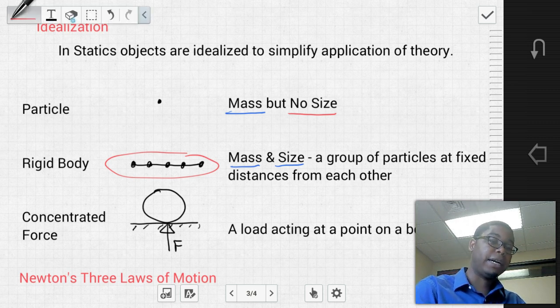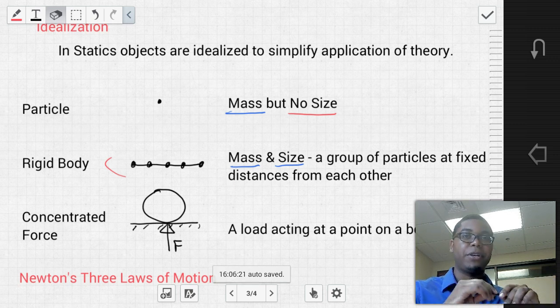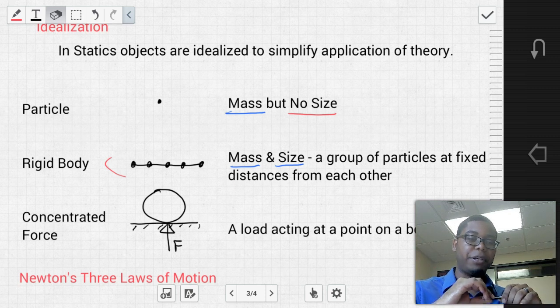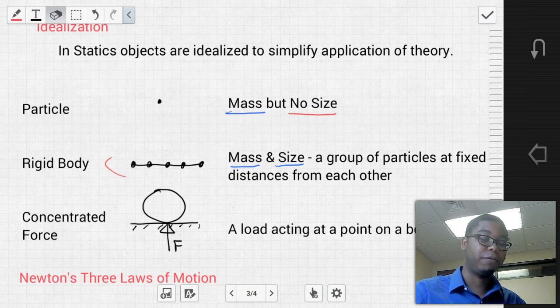Another example of an idealization is a concentrated force. This is a good example in terms of something like railroad ties. Say you have a train and the train's wheels are on the train track. We have a wheel in contact with this flat surface, which is a train track. We can take the load or the weight of the train and idealize it as a concentrated force at the point where the wheel comes into contact with the railroad. A concentrated force is a load acting at a point on a body. All of these idealizations allow us to more easily apply basic statics principles and get fairly accurate solutions of physical phenomena. So now that we've done that, let's discuss Newton's 3 laws of motion.